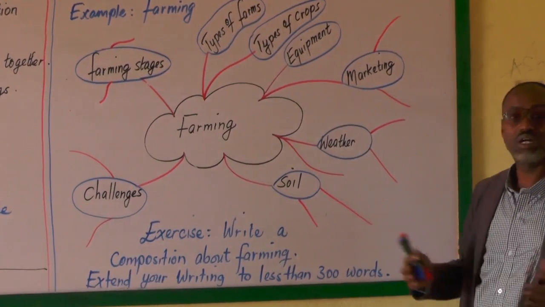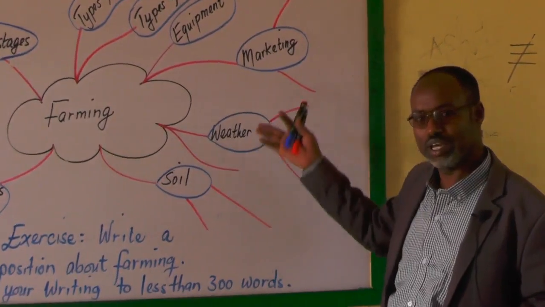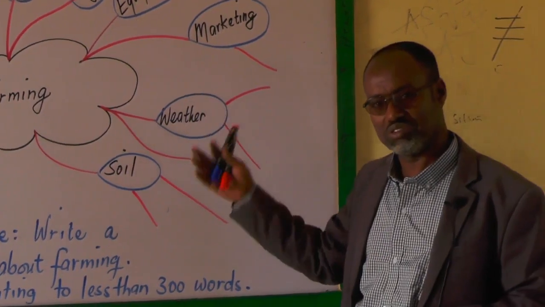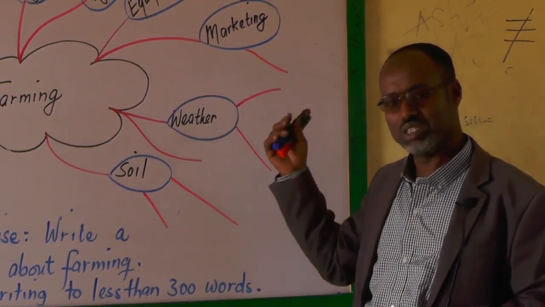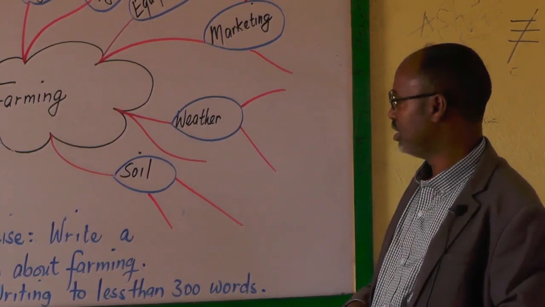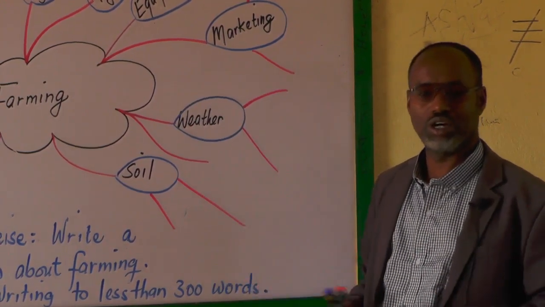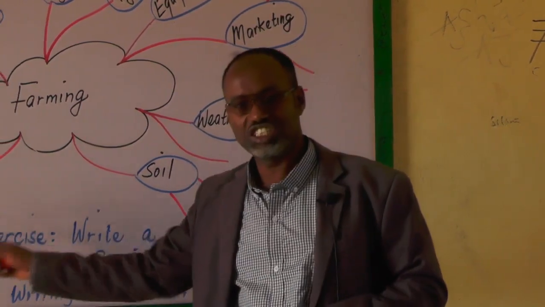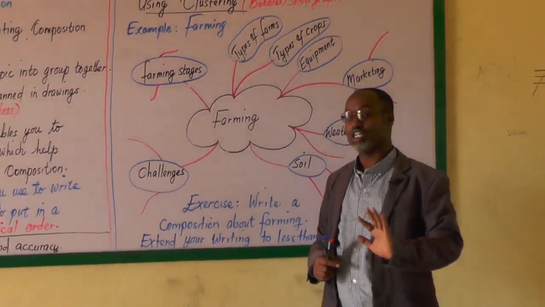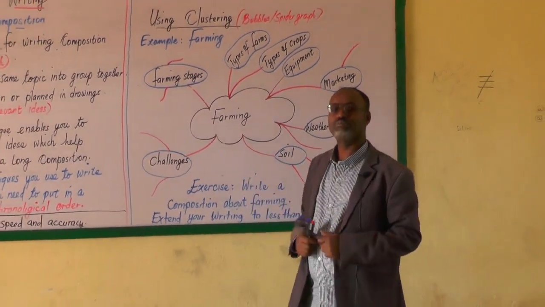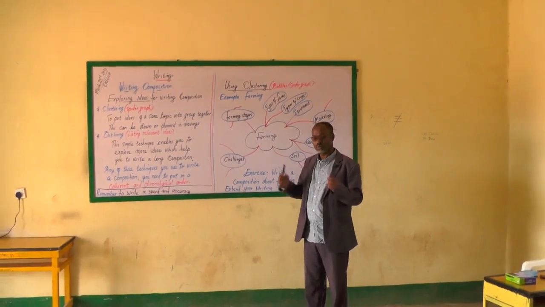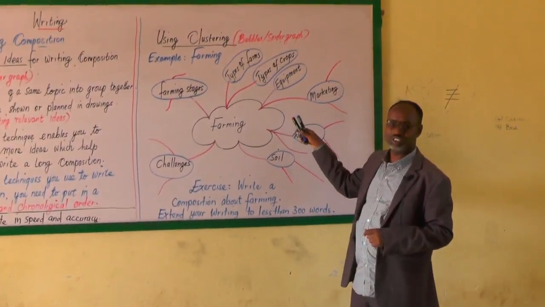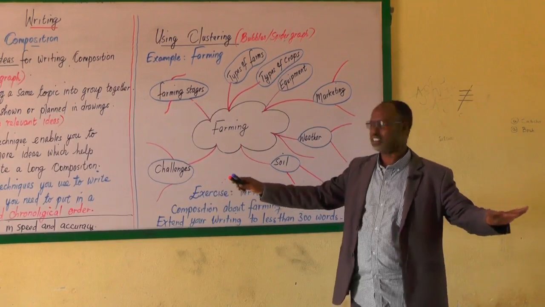weather or climate. So what's coming here? You know, the seasons which are suitable for farming, the seasons in which sometimes we cannot farm. And the soil, types of soil, and so on. Here we have the challenges, the obstacles that stop people from farming or from farming effectively. Okay, so when we have got all this, we can expand our writing.